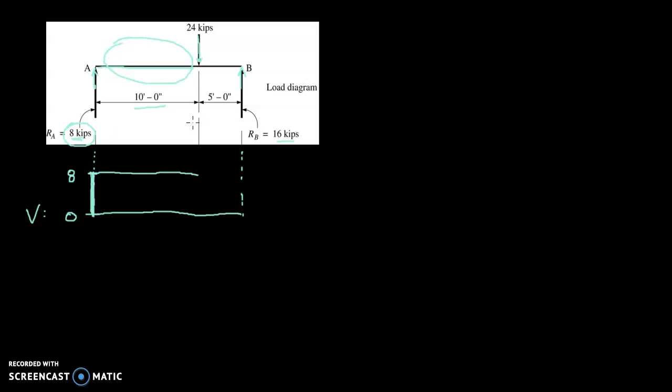It's just a beam until we hit this point where we hit 24 kips downward. So we started with a value of 8 kips, and we then have to go down 24. And again, we can think of this as if we have to pay a toll to continue along the road. If we start with $8 and we have to pay 24, what does that leave us with? So that takes us all the way down to a value of negative 16.